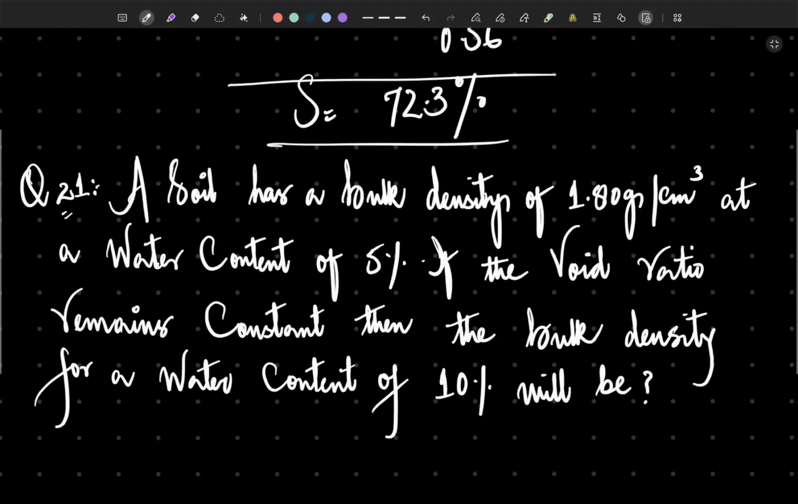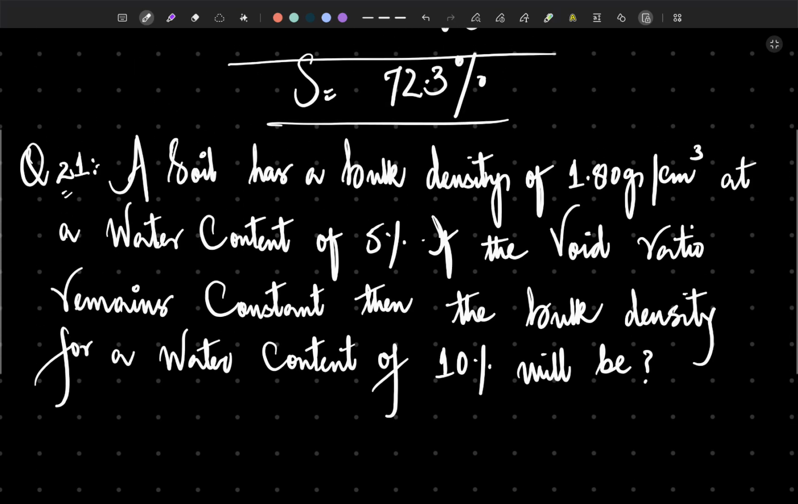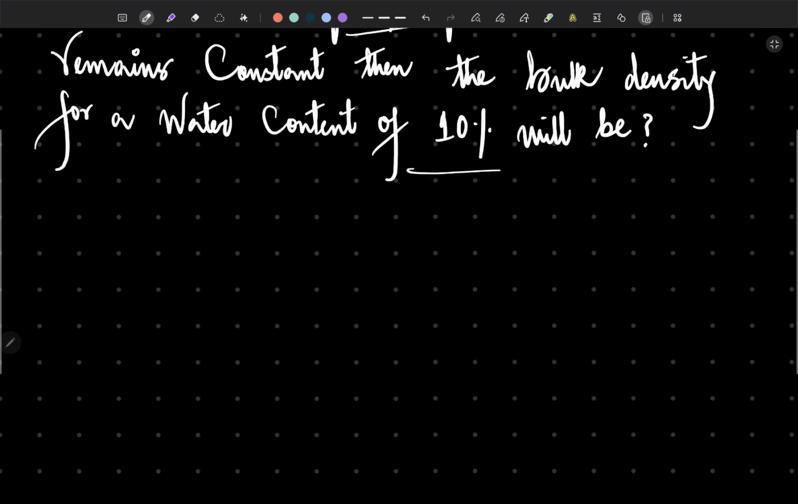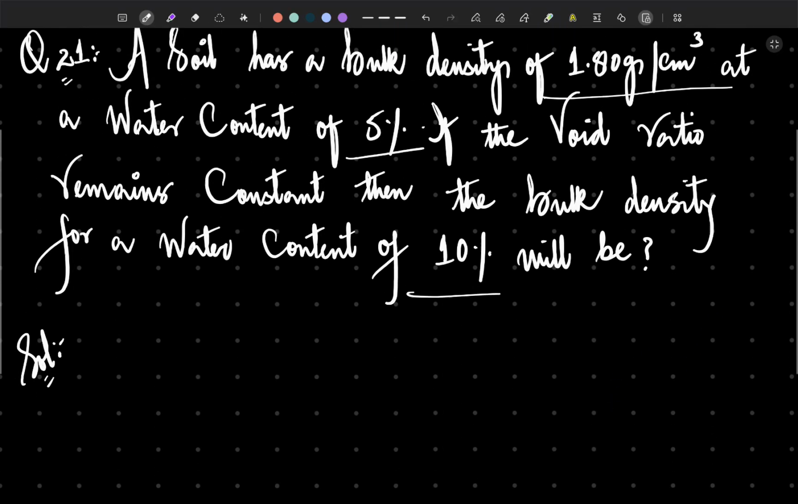Next question is: a soil has a bulk density of 1.80 grams per cubic centimeter at a water content of 5%. If the void ratio remains constant, then the bulk density for a water content of 10% will be. So let's solve this question. Question says a soil has a bulk density of this much at a water content of this much. If the void ratio remains constant, then the bulk density for a water content of this much will be.